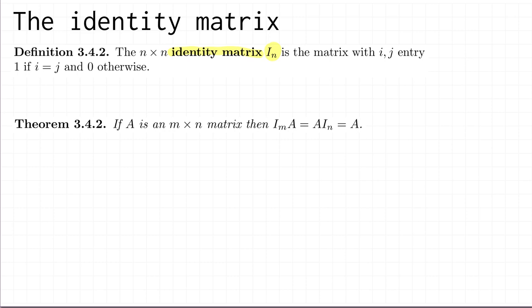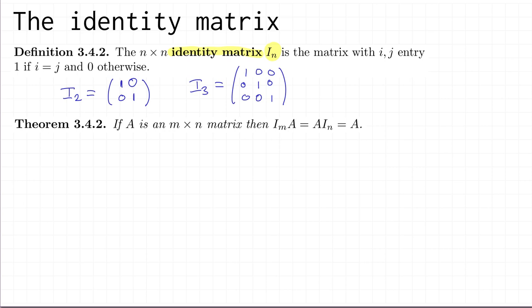So it's got 1s on the leading diagonal. That means the 1, 1 entry and the 2, 2 entry and the 3, 3 entry and so on. And then it's got zeros everywhere else. So for example, I2, the 2 by 2 identity matrix, would have a 1 in position 1, 1 and a 1 in position 2, 2 and zeros everywhere else. And the 3 by 3 identity matrix would have a 1 in position 1, 1 and a 1 in position 2, 2, a 1 in position 3, 3, and it would have zeros everywhere else, and so on.